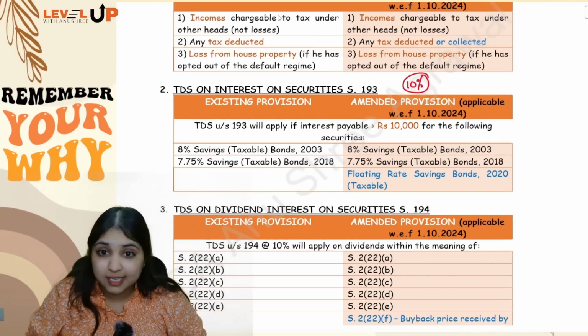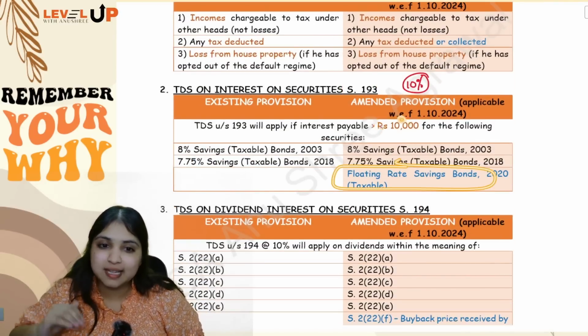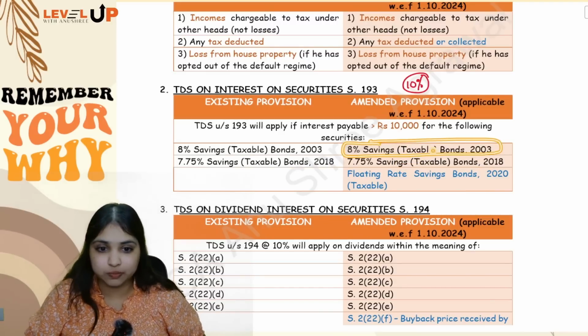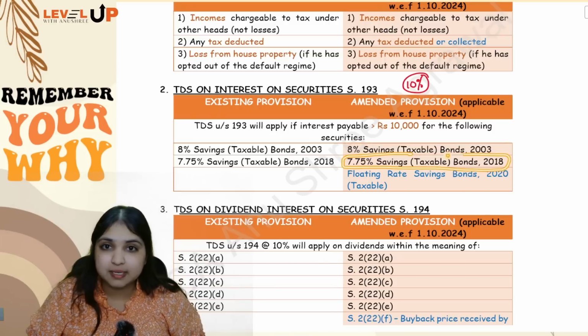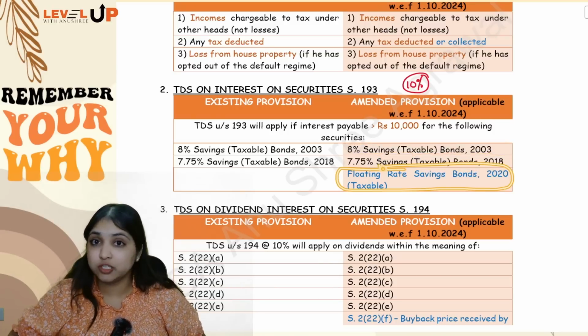So, under section 193, they've added one more point in this 10,000 criteria. We already had 8% savings bond 2003, 7.75% savings bond 2018. Now they've added floating rate savings bonds 2020.